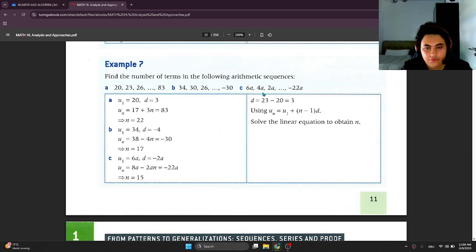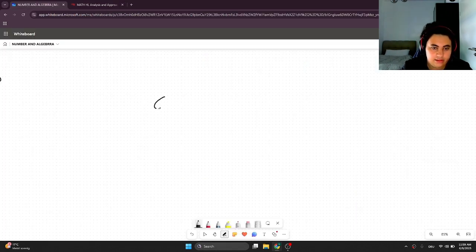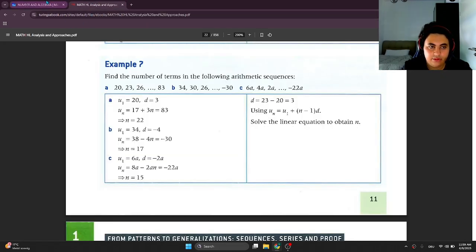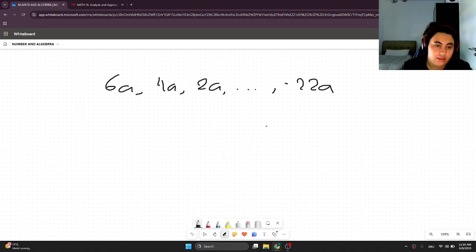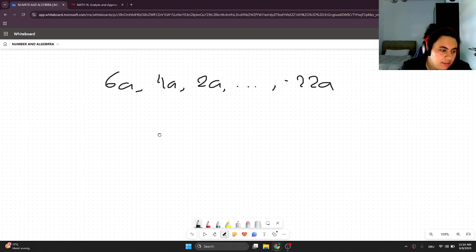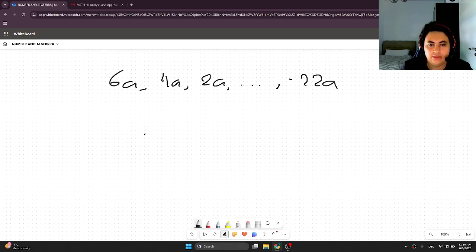Last one says 6a, 4a, 2a, dot, dot, dot. And then the final term is negative 22a. Okay, good. So, we're dealing with an unknown variable here. For some reason, they have a, but we don't let that stop us. Don't let it scare you either. It's probably going to be an easy solution.